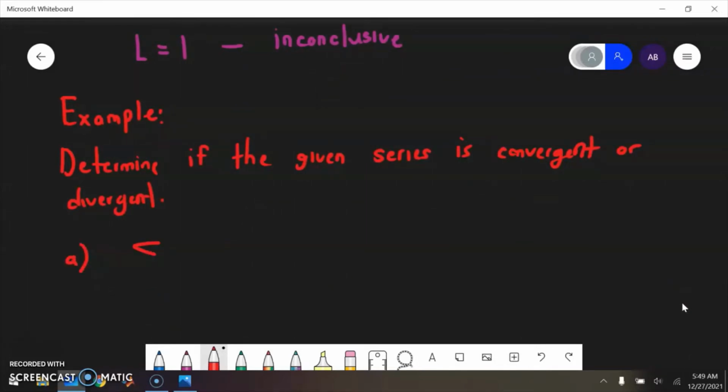Let's look at the first example. The sum for n equals 1 to infinity of n to the power of n over 3 to the power of 1 plus 2n. Now if you have a series in this form, where you have n to the power of n, or the power of n is appearing many times, it's good to use the root test. It will be easier for you to use the root test. So let's solve this by using the root test.